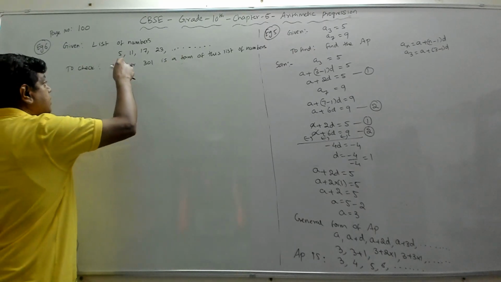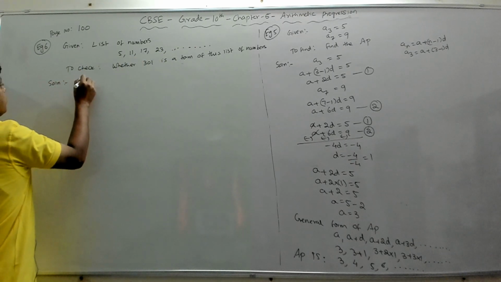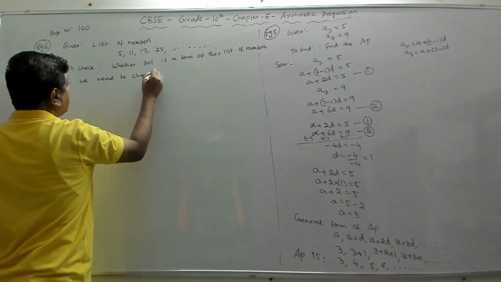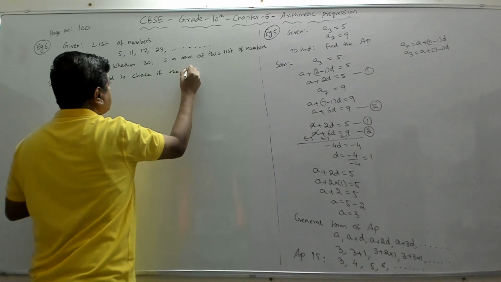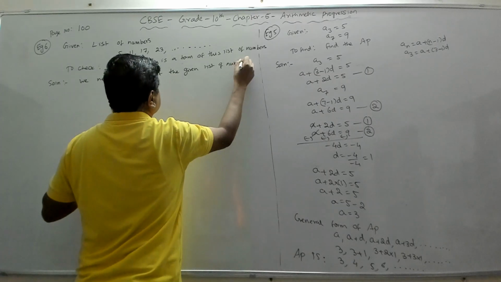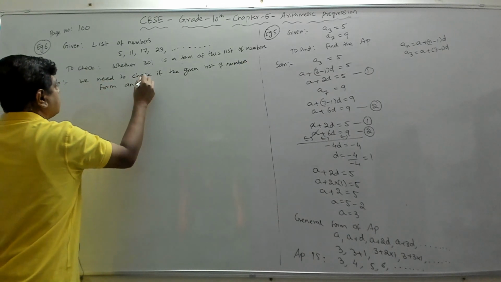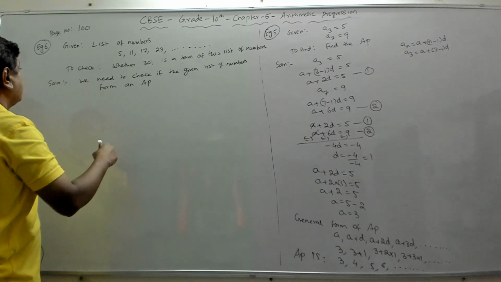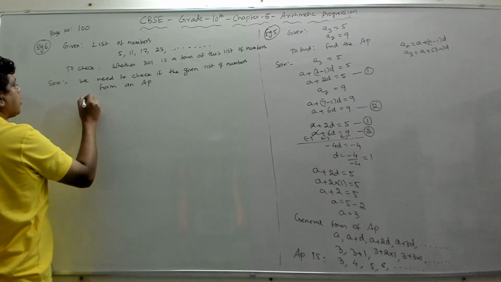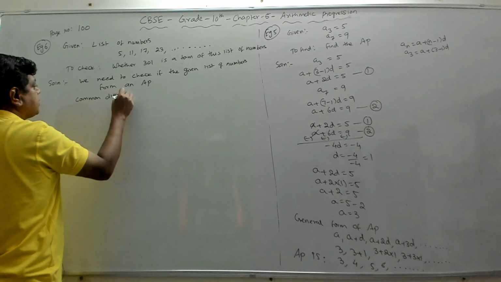So how do we check whether this list of numbers is an AP or not? The solution is we need to check if the given list of numbers forms an AP. So let's start writing the numbers. We will find the common difference. If the common difference is the same, then it's an AP.